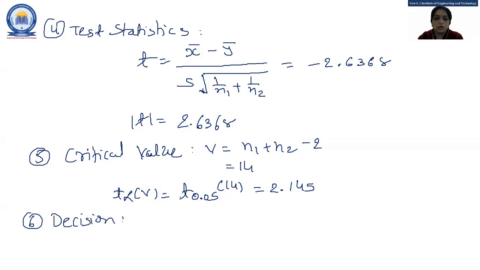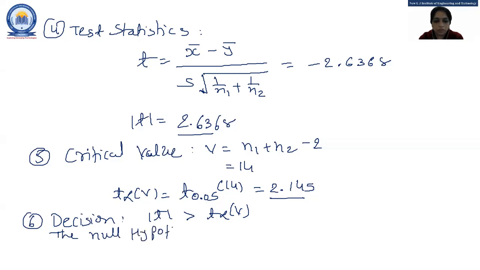And sixth one, decision. Decision is mod T. Mod T is 2.63 and T alpha is 2.14. So mod T is greater than T alpha V, right? So the null hypothesis is rejected.